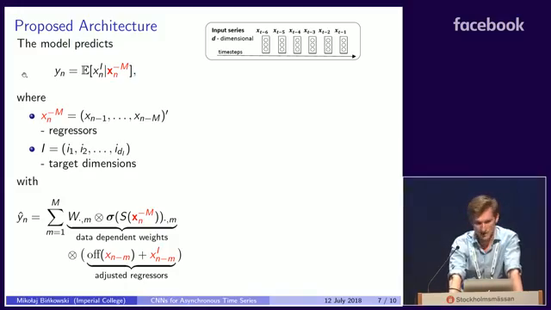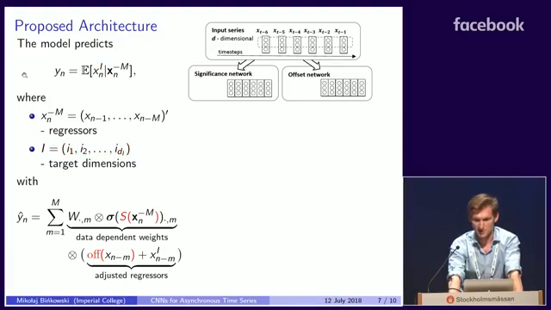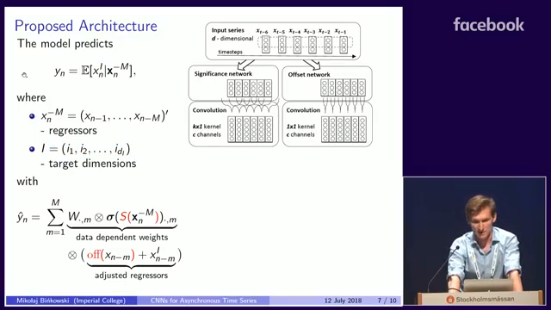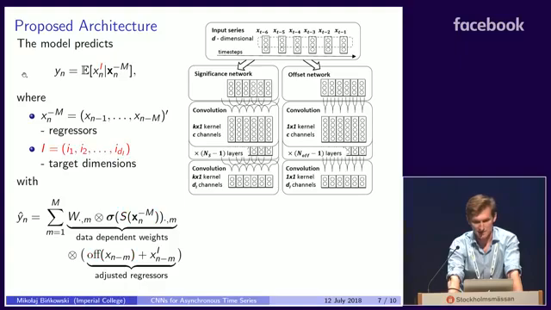So we have our regressor and our input dimensions, and we pass all of this input in 2 copies to the significance and offset networks. These are both modeled through convolutional neural networks, and we require them to have as many output channels at the top layer as we have target dimensions.